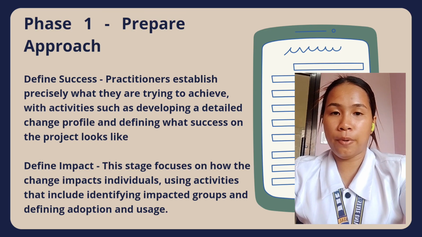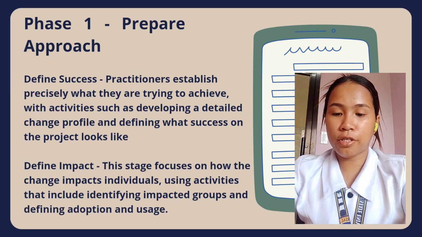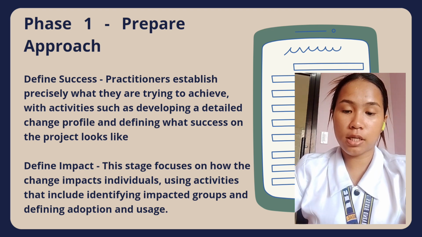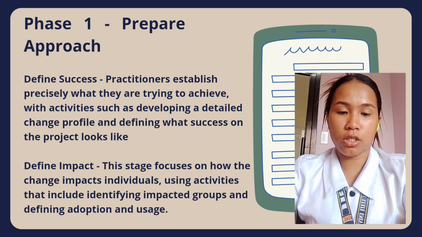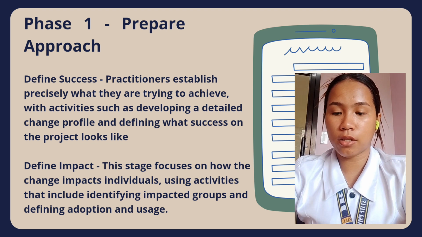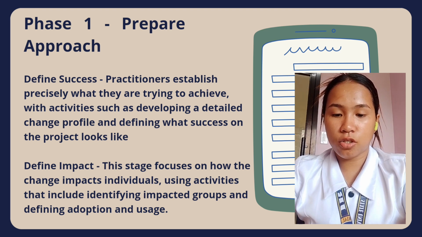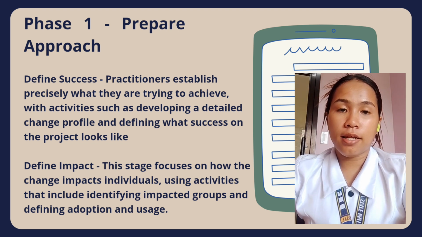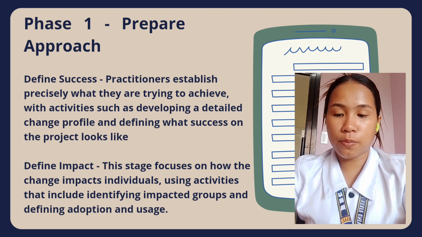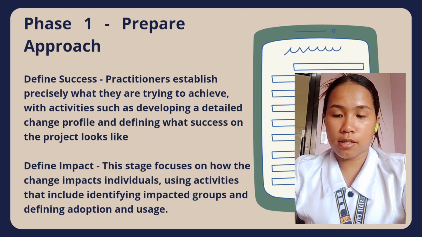First is prepare approach. The first phase of the PROSCI 3-phase process supports change and projects teams in developing their change management strategy with the end in mind. The activities in this phase help practitioners develop a customized and comprehensive approach that positions their change for success.